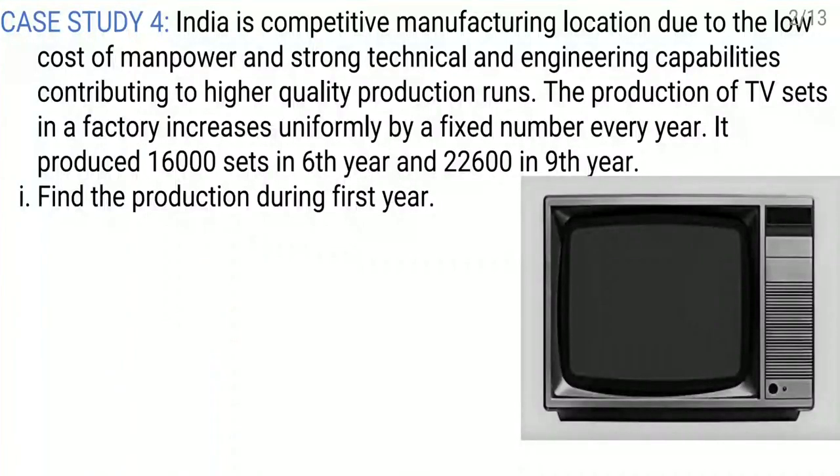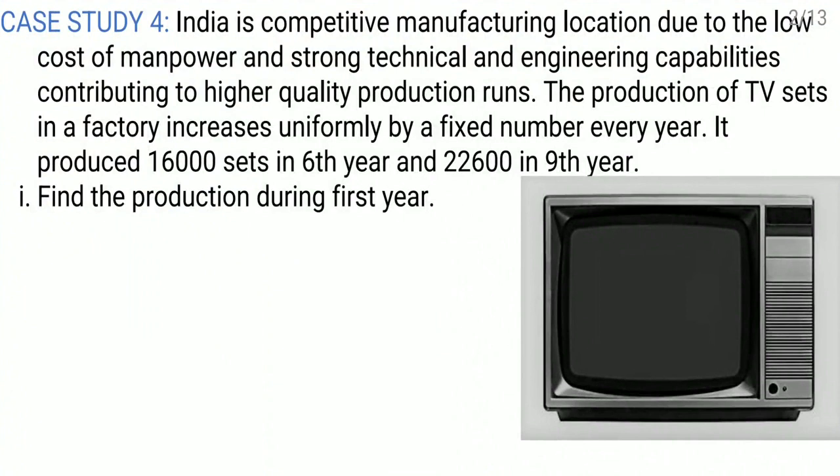Case study question number 4. India is a competitive manufacturing location due to the low cost of manpower and strong technical and engineering capabilities, contributing to higher quality production runs. The production of TV sets in a factory increases uniformly by a fixed number every year. It produces 16,000 sets in the 6th year and 22,600 in the 9th year. Find the production during the first year.